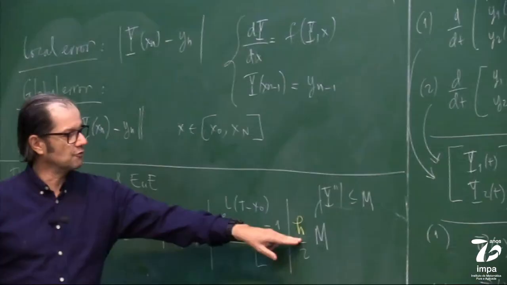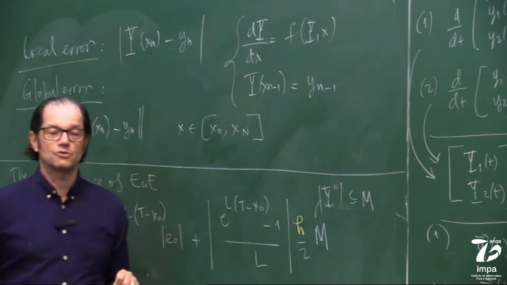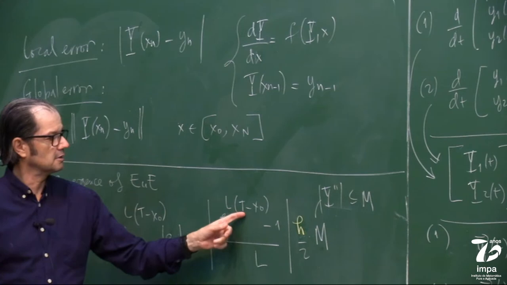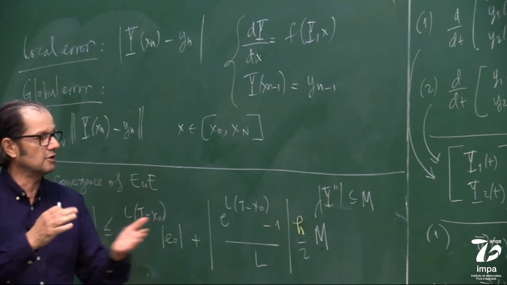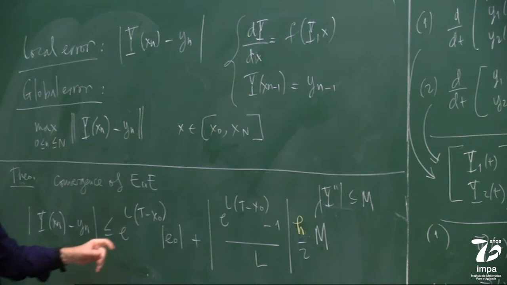As h goes to 0, this guy goes away. It depends on the Lipschitz constant. This is the total time of the interval. As n goes to infinity or h goes to 0, the xn will be on this time, doesn't matter. And this error here is an error that maybe I might not be able to get rid of, which is the error of the initial condition, because the computer has finite digits.